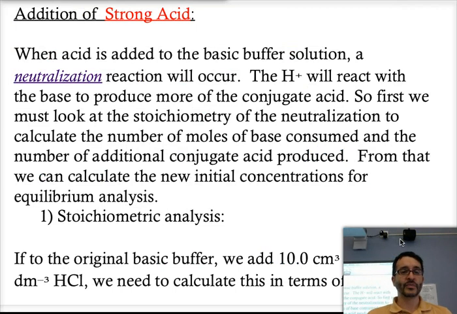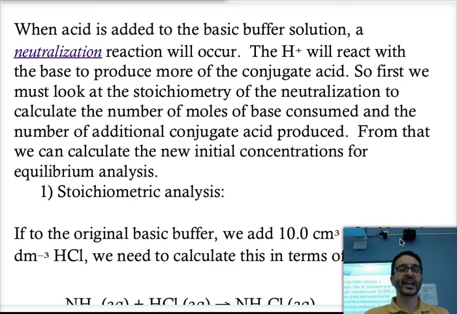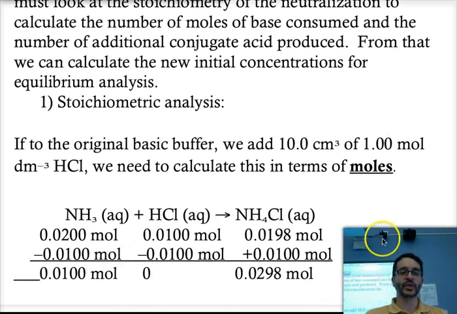If we add a strong acid to a basic buffer, we first have to do the neutralization. So we have to do the stoichiometric analysis. We have to go back to moles. And so we've set the entire equation. We have ammonia plus hydrochloric acid going to make ammonium chloride.